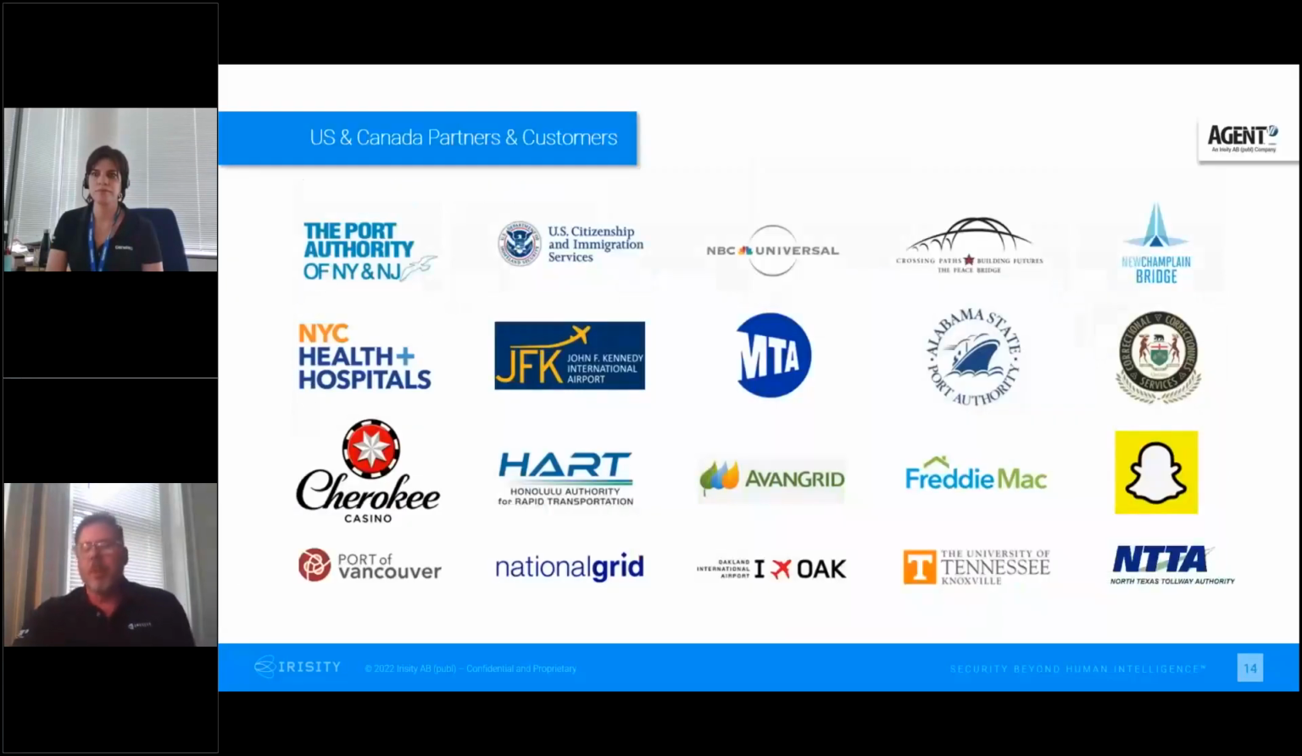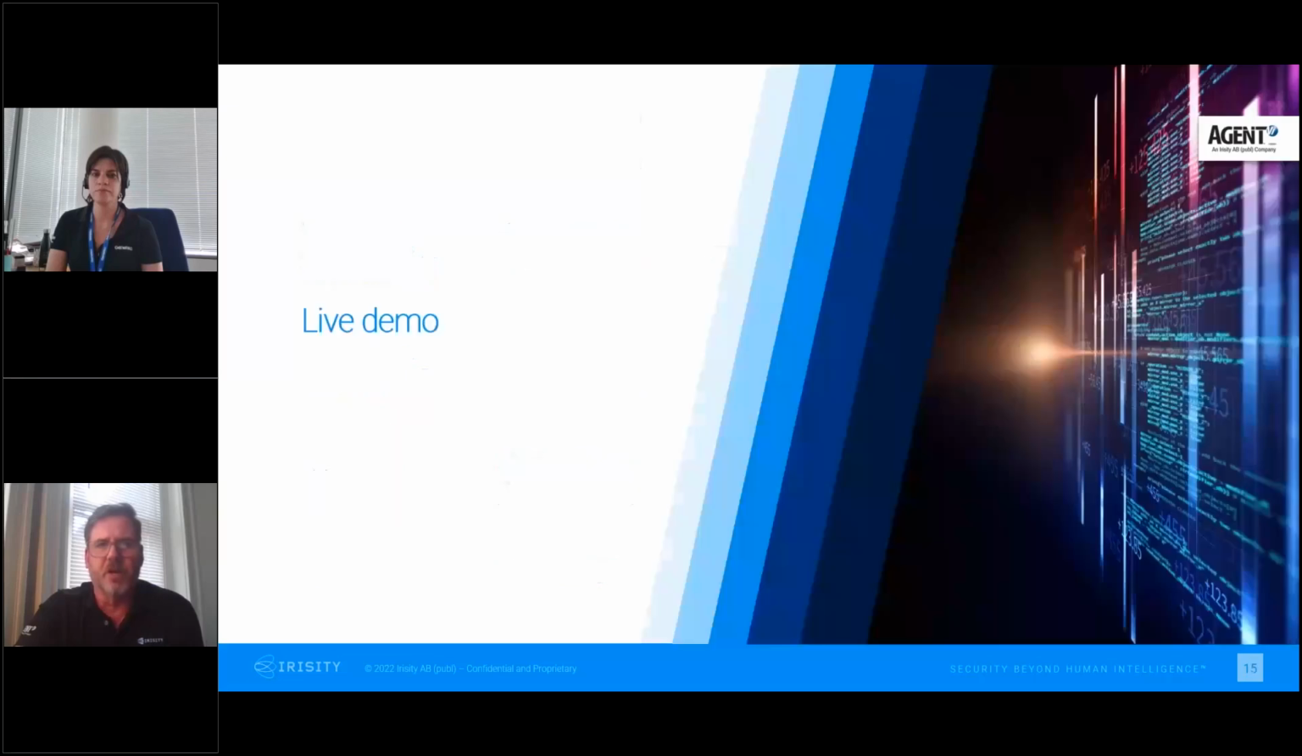So a big shared customer is the MTA right there in the middle. New York MTA is a Genetec and Agent VI Irisity customer. We have several successful use cases with them, but this is just a sample of our customers in US and North America. And with that, I'm going to hand it over to Asaf to do the live demo.